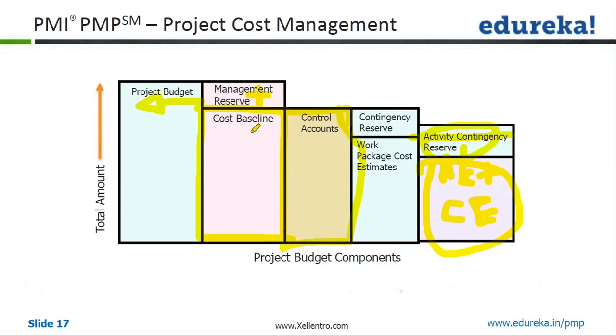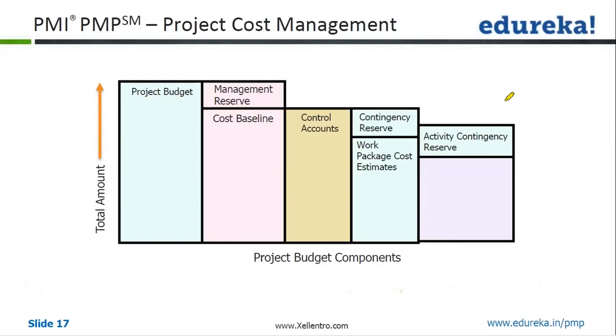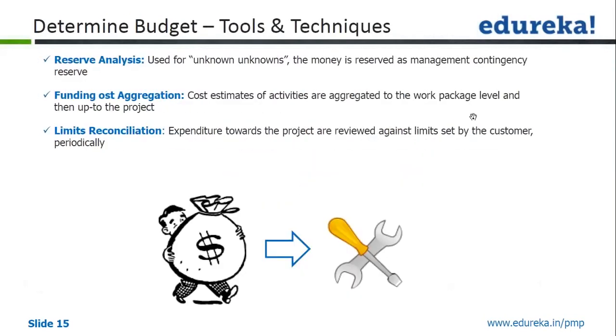Cost baseline is equal to budgeted actual cost, BAC, which you will be using in the examples, and when we solve the examples you will get an even better idea. So BAC plus your management reserve gives you the project budget. This is another slide I wanted to cover before I talk about anything on that slide.